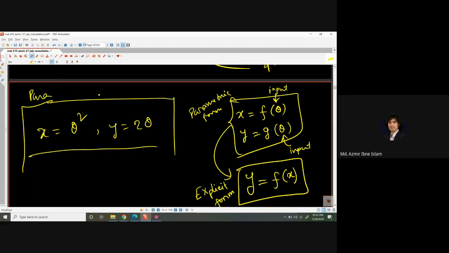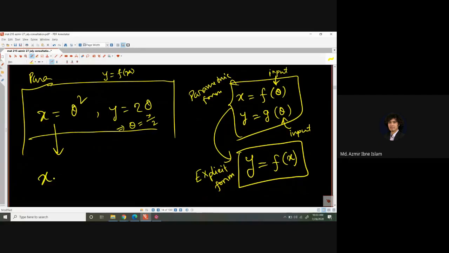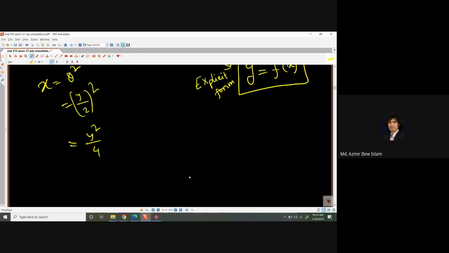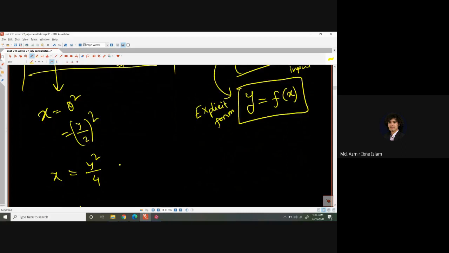So if we have this one, this is the parametric function. From this, if we need to find y equal to f of x, then what we can do? We can just find out theta from any of the equations. So here we have y equal to 2 theta, so theta equal to y by 2. Then input here. So here x equal to theta squared, so inside theta, we can input y by 2 squared. So we are getting y squared by 4. So that means x equals y squared by 4, so y squared equal to 4x. This is the explicit form.